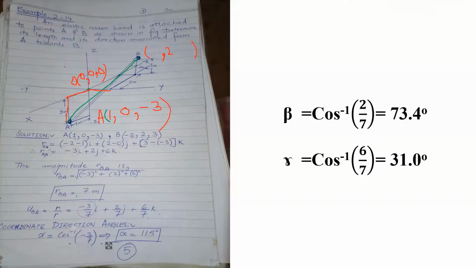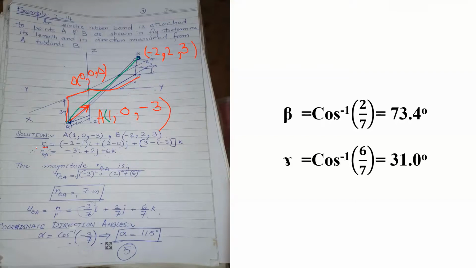Then you have to move parallel to the minus x-axis, so that is minus 2. And then you have to move up, and that is positive 3. So this is the way you can easily find the coordinates. Then you have to subtract from B to A or A to B. Since the force direction is this way, you subtract from B to A.